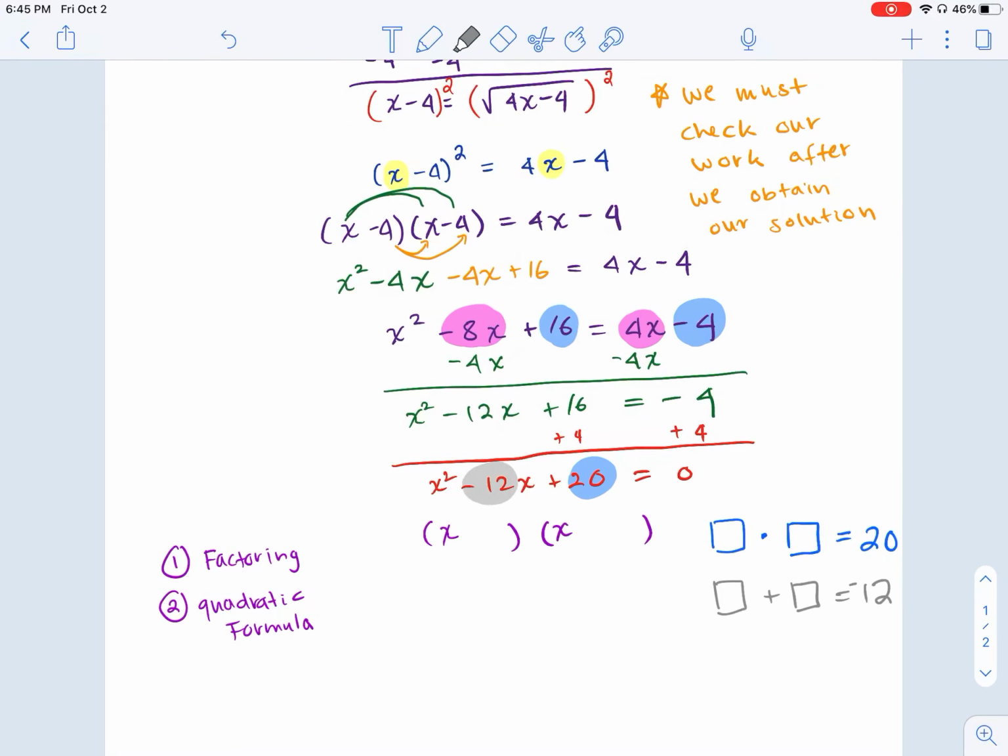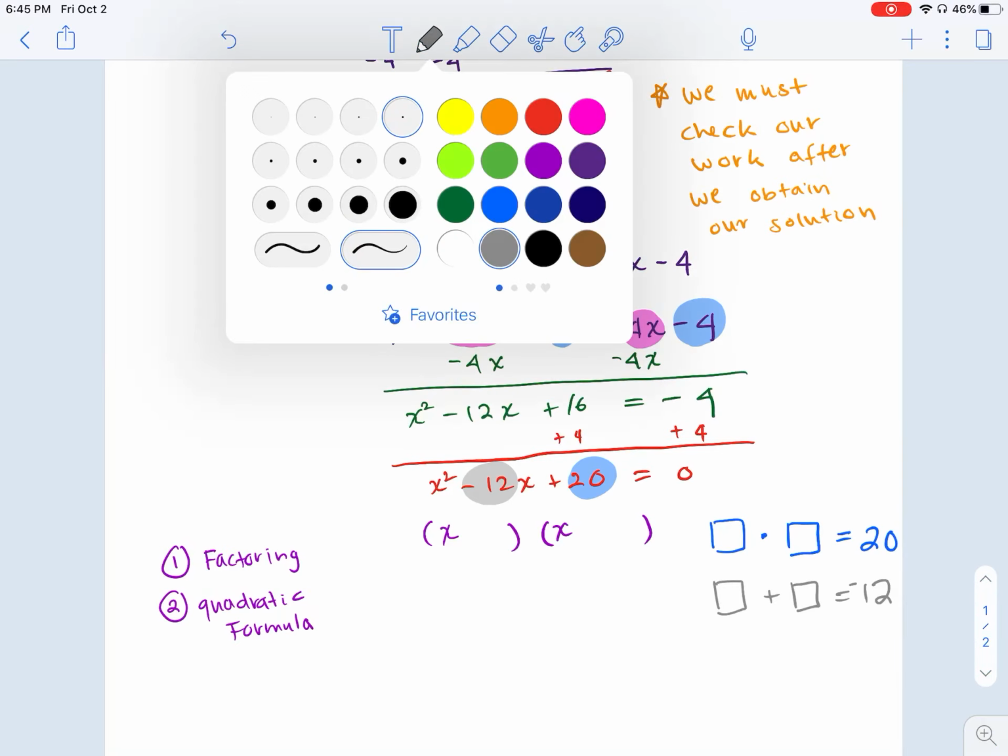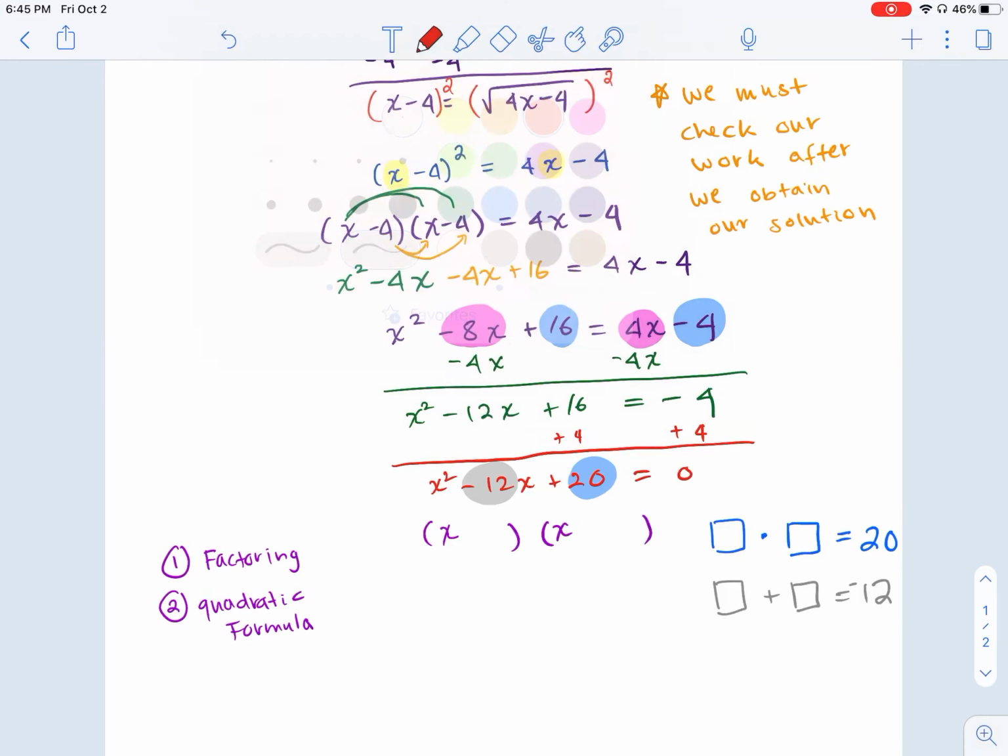Okay. So you can kind of think about that. You can pause the video right now and see if you can think of what these two numbers are. I'm going to let you know that it is negative 10 and negative 2. So if I multiply, I get 20. And if I get the sum of negative 10 and negative 2, I get negative 12. So I can put negative 10 and negative 2, and it equals 0.